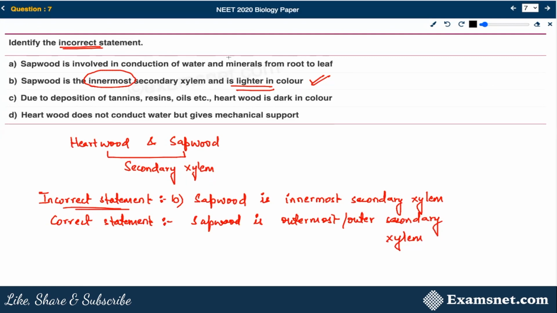That sapwood is involved in the conduction of water and minerals is also true, because since this is the outermost part, that's why it is involved. And due to the deposition of tannins, resins, yes, heartwood and sapwood are entirely opposite to one another. Heartwood is not involved in conduction, but the sapwood is involved in conduction. Heartwood actually gives mechanical strength. So this is also true. So the incorrect statement is option B. Clear? So this is the case.